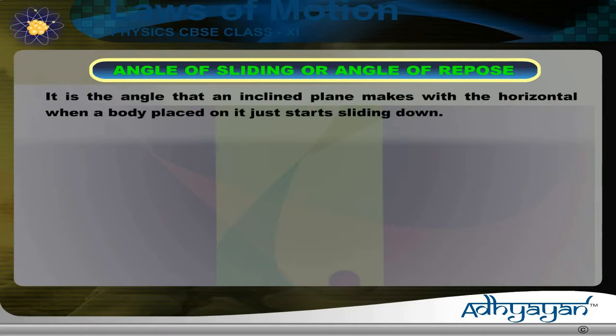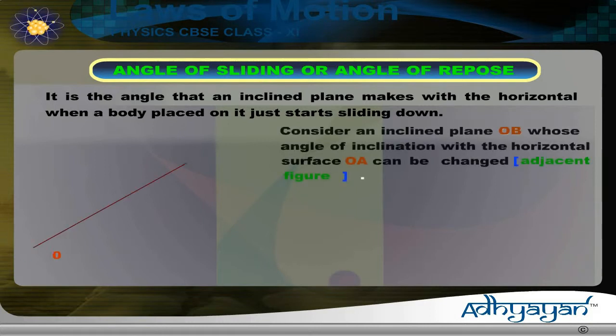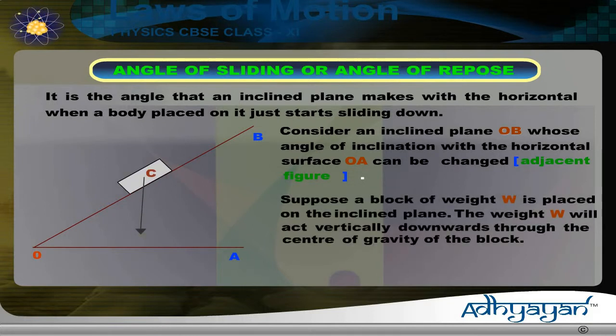The angle of sliding, or angle of repose, is the angle that an inclined plane makes with the horizontal when a body placed on it just starts sliding down. Consider an inclined plane OB whose angle of inclination with the horizontal surface OA can be changed in the figure. Suppose a block of weight W is placed on the inclined plane.